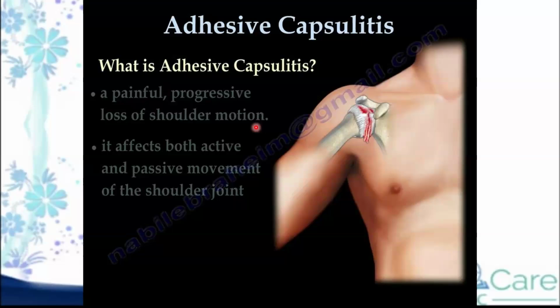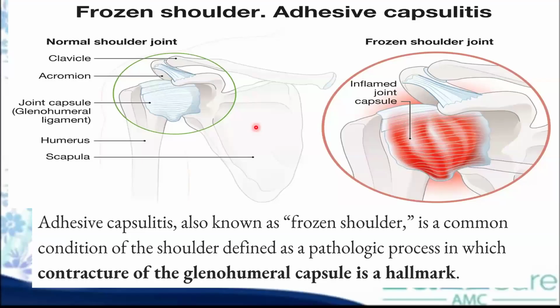So unlike in polymyositis, PMR, dermatomyositis, here the problem is with the range of motion, right? And active and passive movements of the shoulder joint are affected. And what is the capsule? It's the glenohumeral ligament. So glenohumeral ligament is another name for the shoulder joint capsule. So here you can see this is an inflamed capsule, right? So another name for this adhesive capsulitis is frozen shoulder, right?